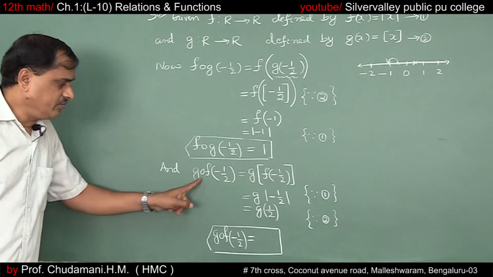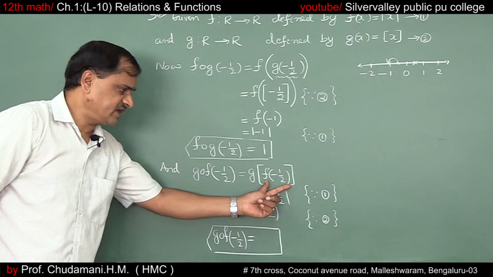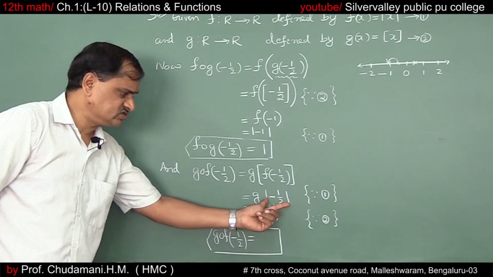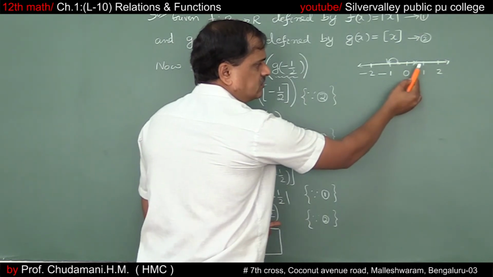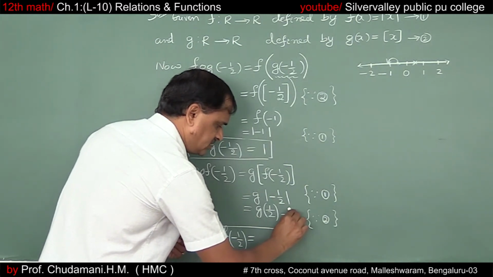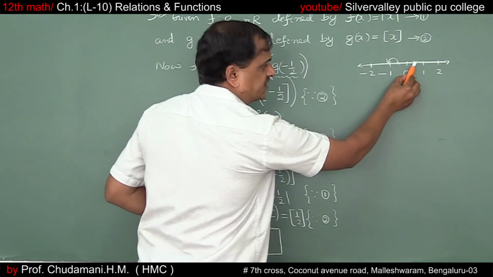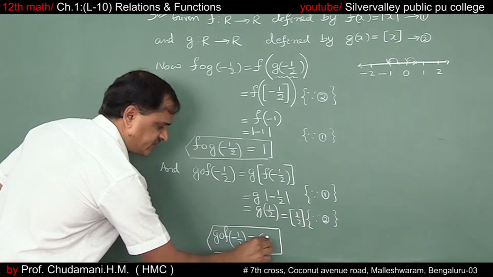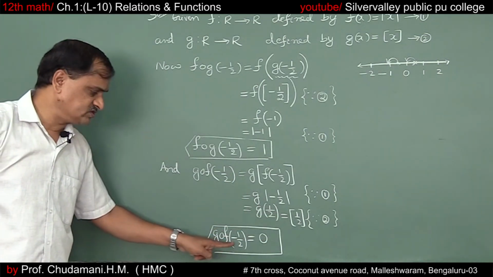And gof of minus 1 by 2. g of f of minus 1 by 2. This can be written as g of modulus of minus 1 by 2. Modulus of minus 1 by 2 means 1 by 2, so g of 1 by 2. 1 by 2, that is 0.5. So the greatest integer function of 0.5. So this is nothing but the greatest integer function of 1 by 2. The greatest integer function of 1 by 2 is nothing but 0. It rolls back, it is 0. Therefore, gof of minus 1 by 2 is 0.